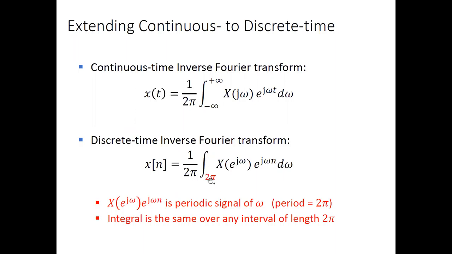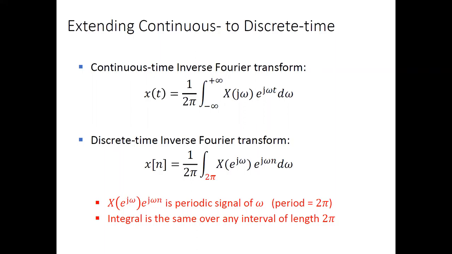And the difference is that the integral is not taken from minus infinity to plus infinity, but we have 2 pi here, which means the integral is taken over any interval whose length is 2 pi. Because capital X of exponential j omega is periodic with fundamental period 2 pi. If we multiply by exponential j omega n, it's also periodic with period 2 pi, because if we change omega by 2 pi, this complex number does not change. So for this periodic signal with period 2 pi, its integral is the same over any interval whose length is the fundamental period, in other words, 2 pi. Therefore, we can take any interval whose length is 2 pi. This is a difference between continuous time and discrete time inverse Fourier transform.